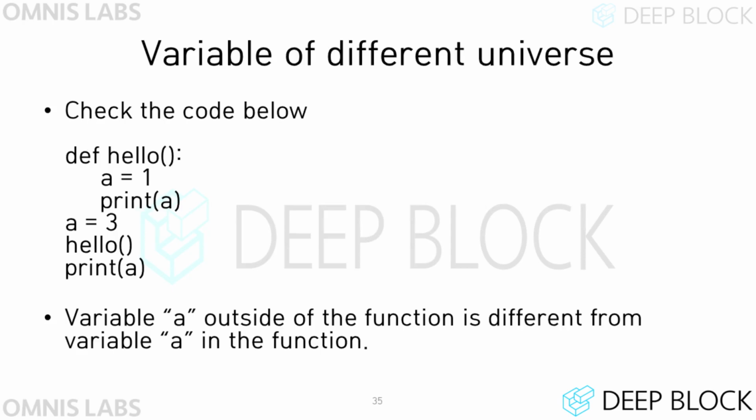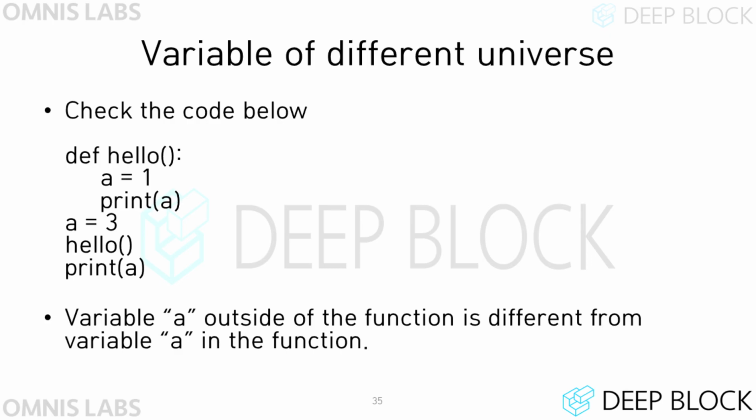Considering that the function is not executed before being called, first 3 will be stored in A, and the function called hello will be executed. When the function called hello is executed, a variable called A is created inside the function, and when you print it, 1 is printed. Here, the variable A created inside the function is completely different from the variable A that exists outside of the function.